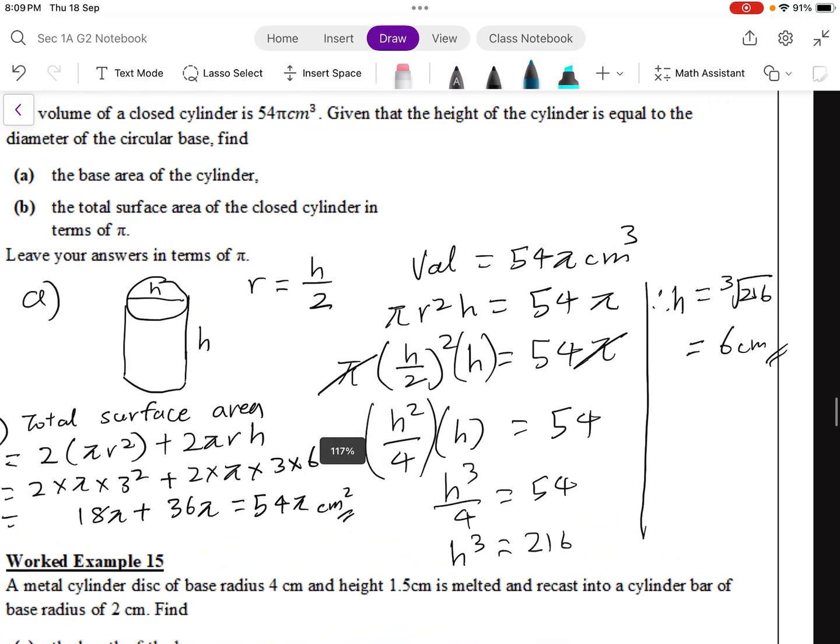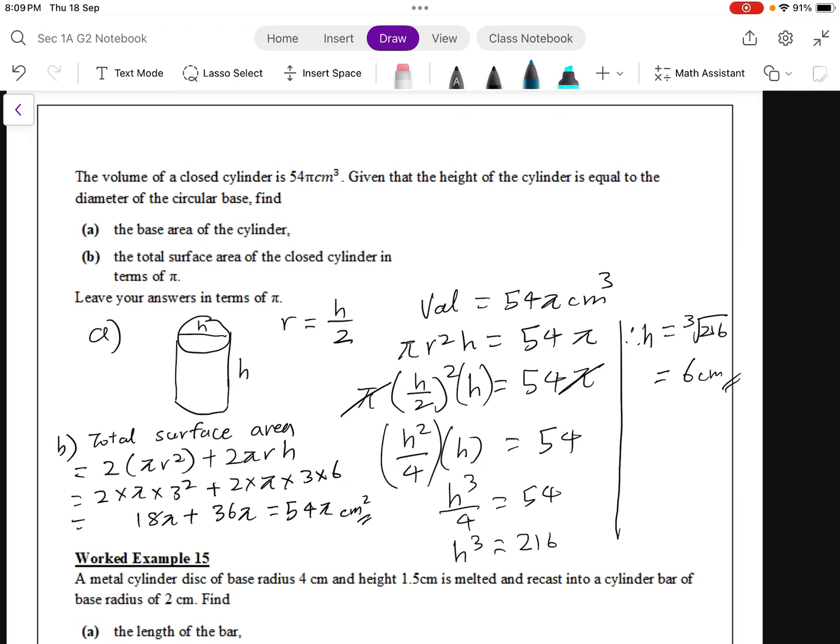Okay, example 2. So this one, they ask you to work backwards. So the volume of a closed cylinder is 54 pi cm cubed. Now, this word here, closed and open, actually for this subject, it just means whether it has a cover or not. So this one has a cover.